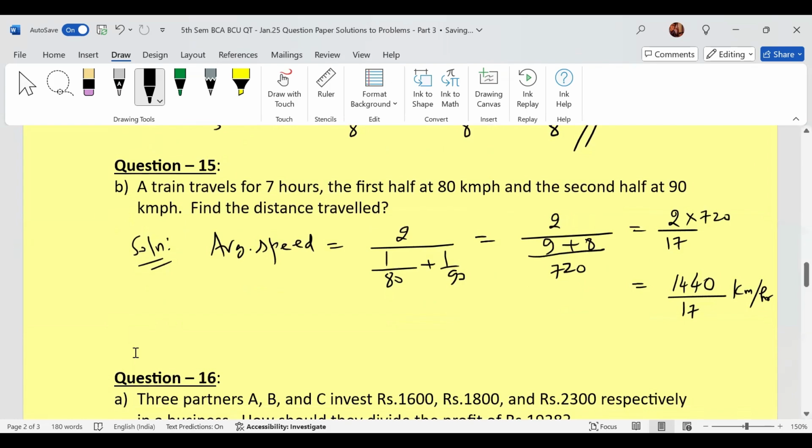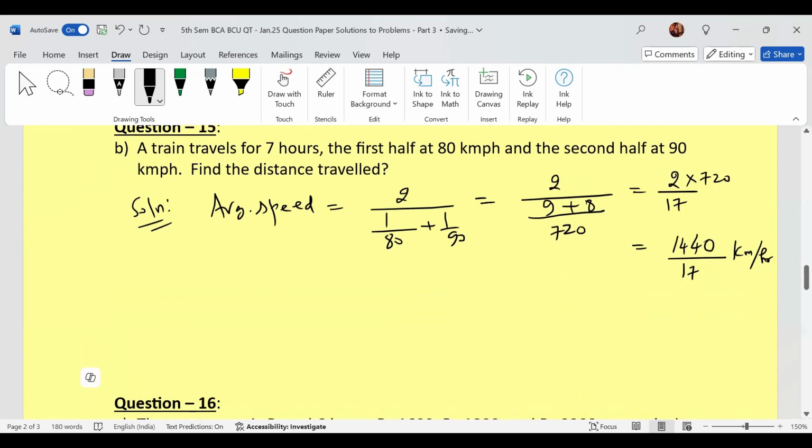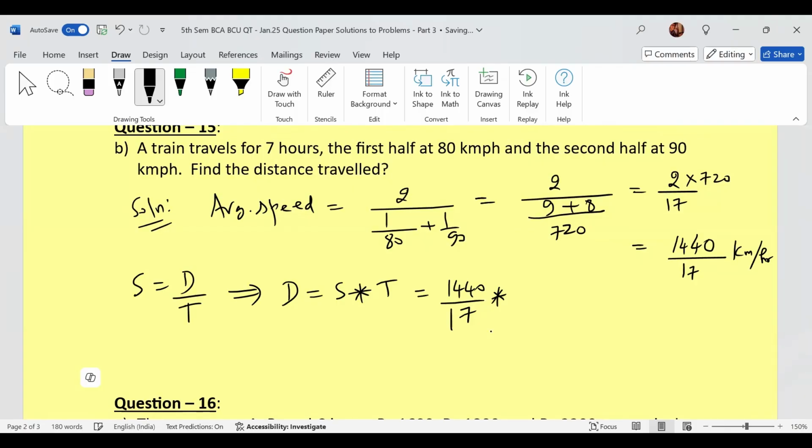Now we have to find the distance. Speed equals distance traveled by time taken. We have to find what is the distance traveled. So that is D equal to S multiplied by the time taken, which is the speed we already got. It is 1440 divided by 17, sorry, multiplied by the time taken, which is 7 hours.